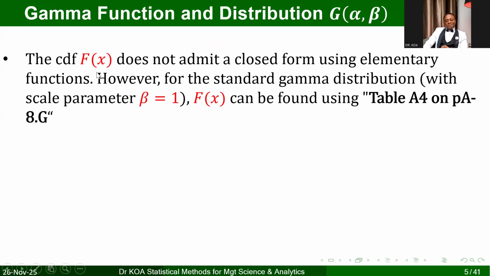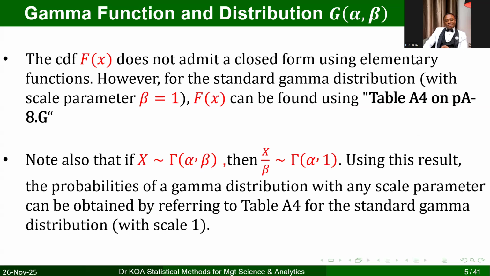Now, the cumulative density function does not admit a closed form using elementary functions. And you will see that as we go, it doesn't use a closed form, it uses an expanded form, okay? And you must have an upper limit and a lower limit. For the standard gamma distribution, where beta was equal to 1, which we spoke about, the cumulative density function can be found using a table, okay? But I will not be bothering you guys to be using the gamma table. There's a way we work it out, so no problem.